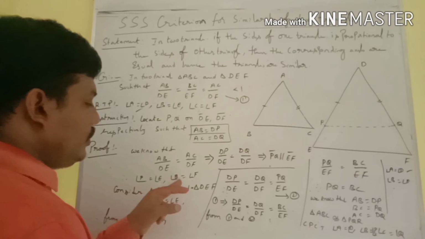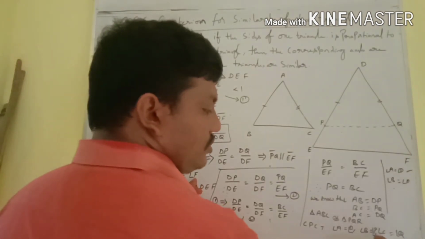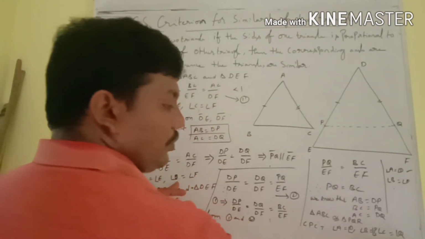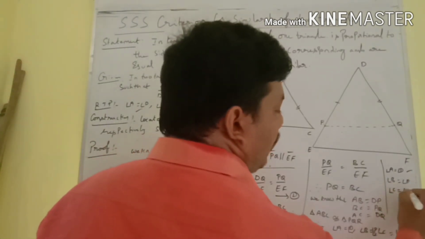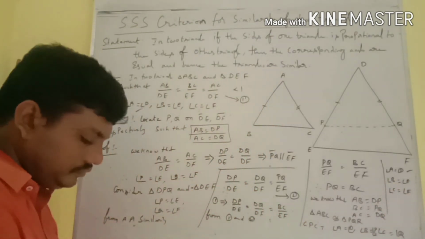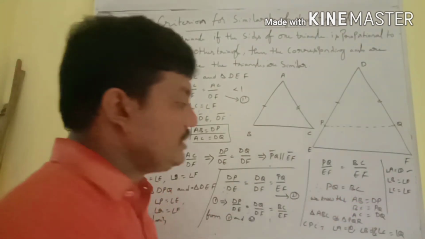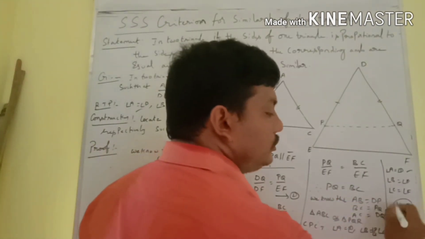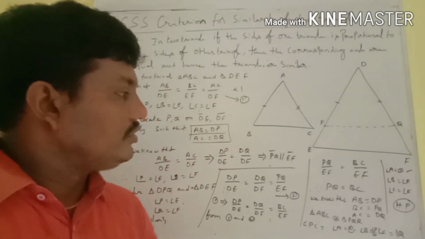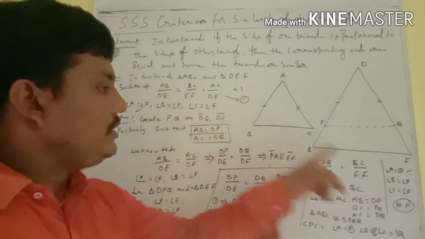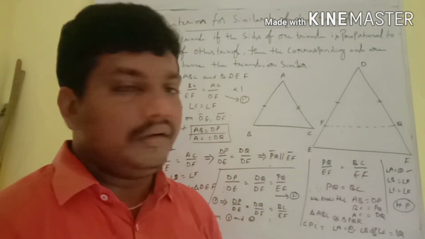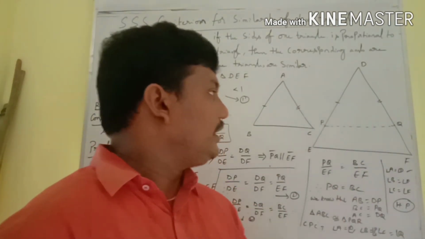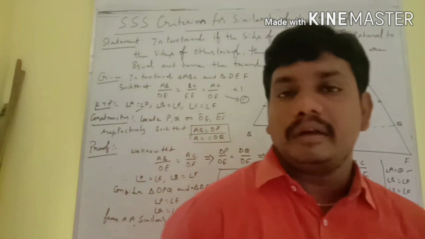Now Q is equal to F and Q is equal to C. That means in both cases Q is common, then C is equal to F. That is, angle C is equal to angle F. Hence it is proved. So angle A is equal to angle D, angle B is equal to angle E, and angle C is equal to angle F. We proved that, so the two triangles are similar.